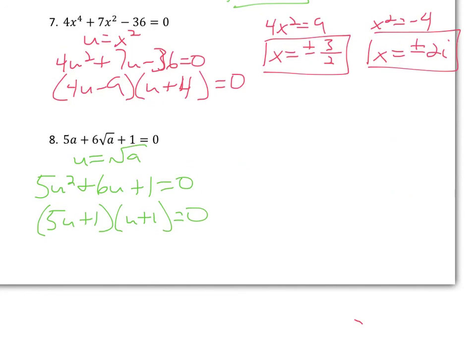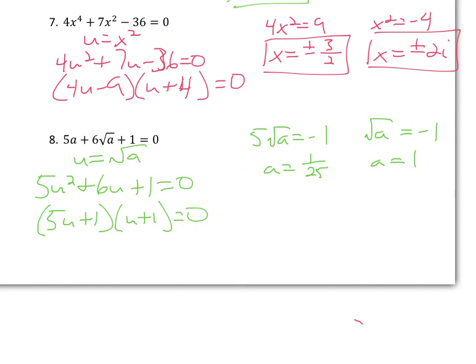So we have 5 root a equals -1, and root a equals -1. Alright, so we've got a equals 1 over 25, or a equals 1.